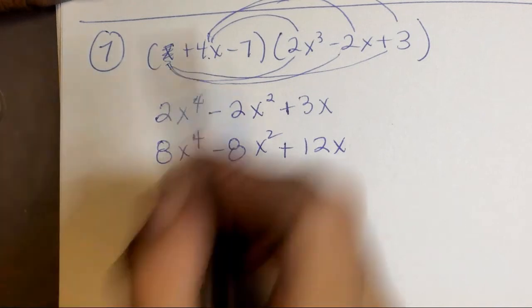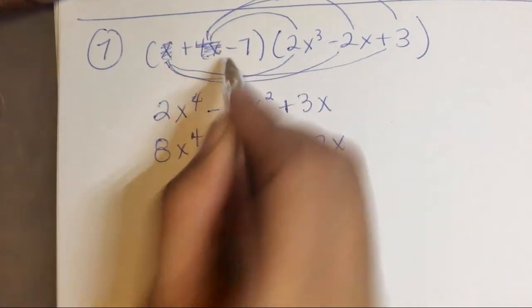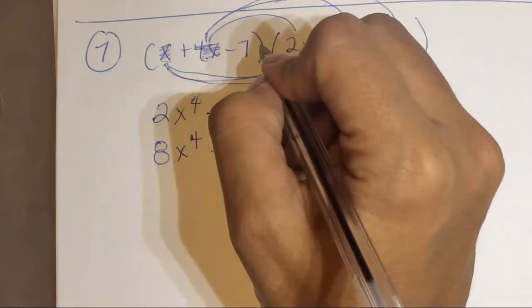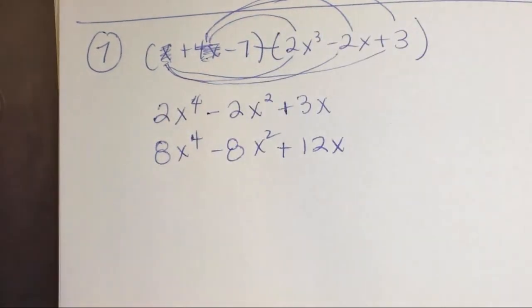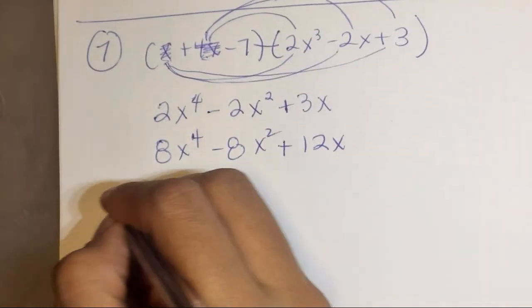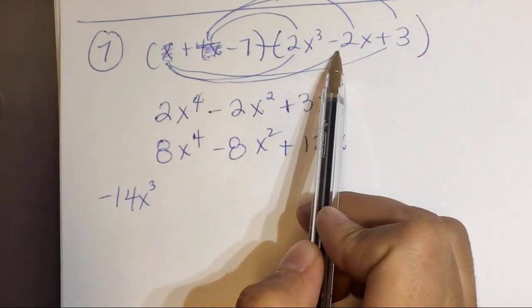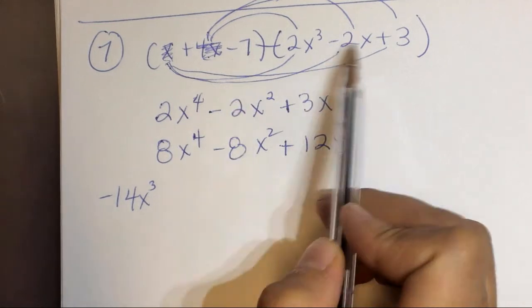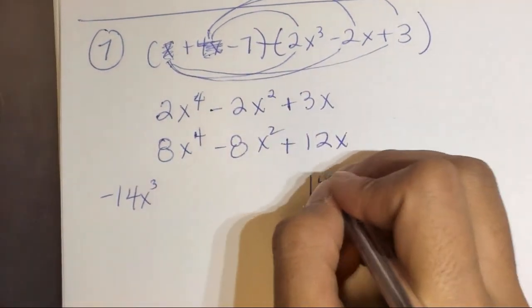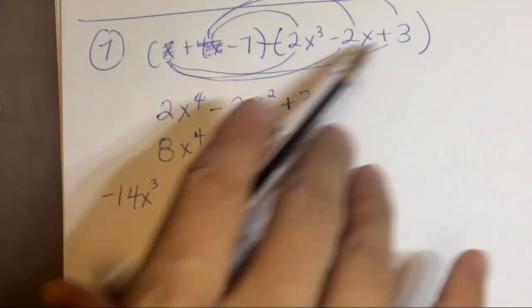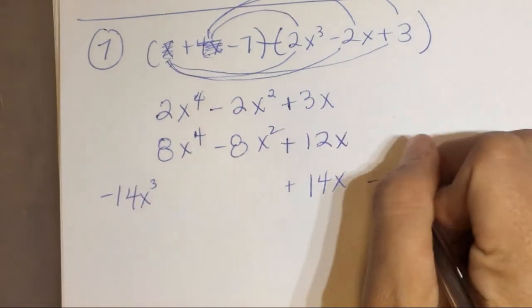Alright, almost done, right? So I distributed the x, I distributed the 4x, so he's done. So now I need to distribute the negative 7. So I'm going to distribute the negative 7 to all 3 terms. So negative 7 times 2 is negative 14x cubed. So that's not there, so I'm just going to write it here. And then negative 7 times negative 2x would give me positive 7 times 2 is 14x. So I'll put it right here. And then negative 7 times 3 is negative 21. So I'll just stick it out to the side.